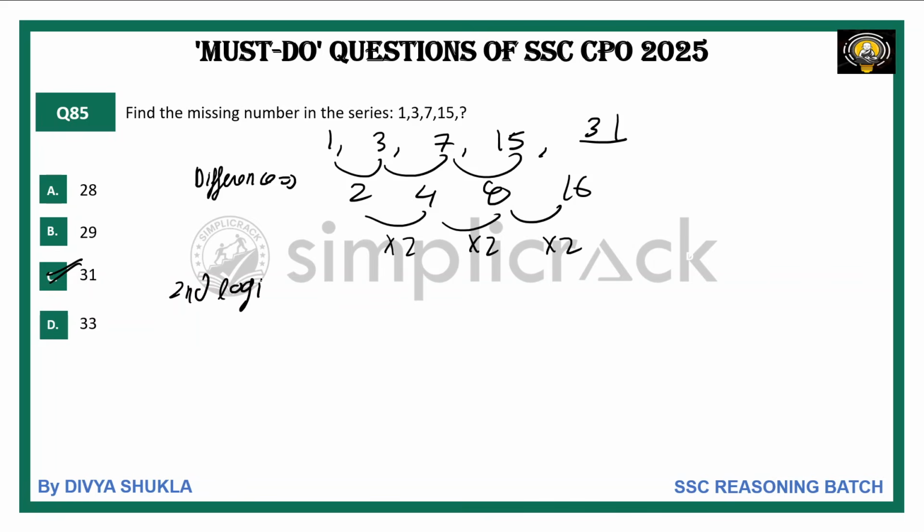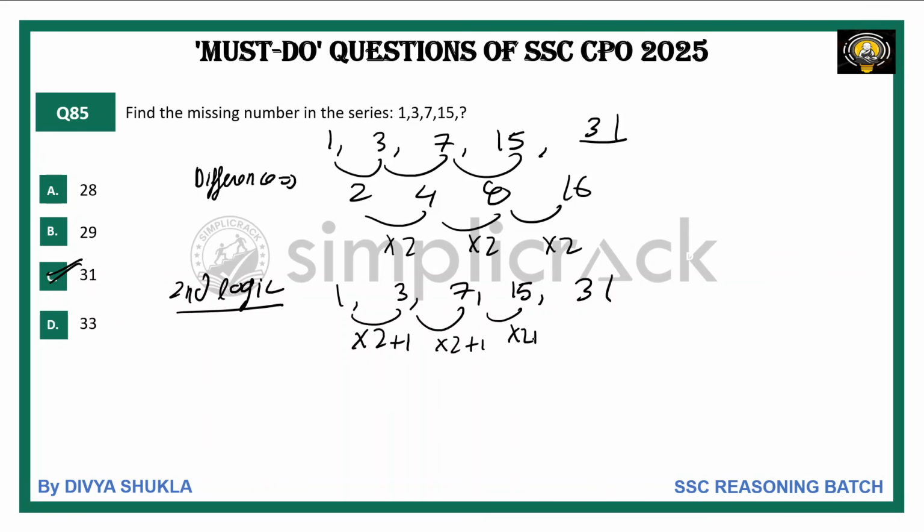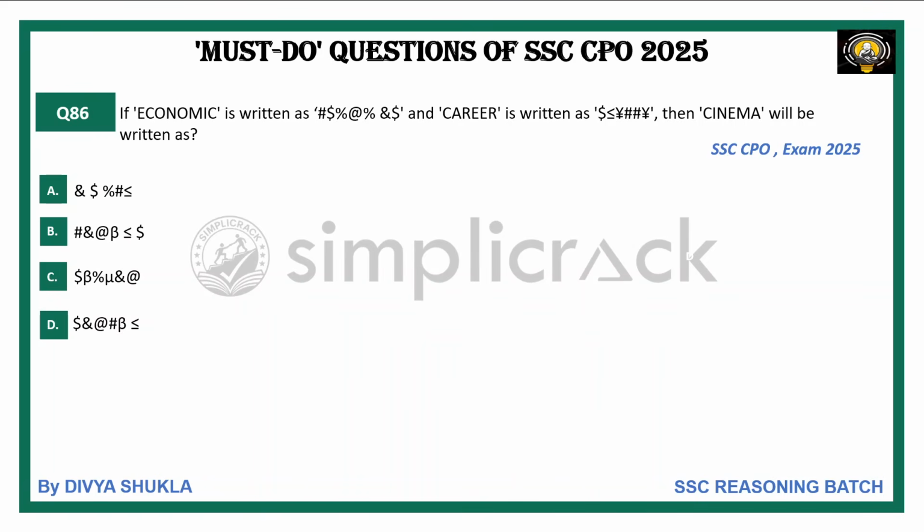Let's study second logic. What is the second logic? Again, I'm writing all the terms. So in the second logic, I can say if I'm multiplying this 1 by 2, and if I add 1, that means 2 multiplied by 1 is 2, and if I add 1, I would be getting 3. Similarly, multiplied by 2, add 1, multiplied by 2, add 1, multiplied by 2, add 1. That means the next term. Again, if you want to find the next term, multiplied by 2, add 1, 62 plus 1, 63. But we require this element only. I hope this question is clear to all of you. Let's see the next one.